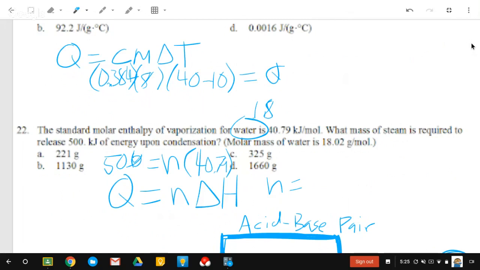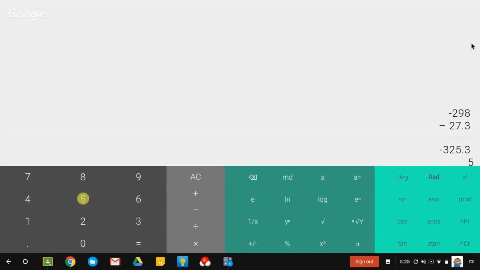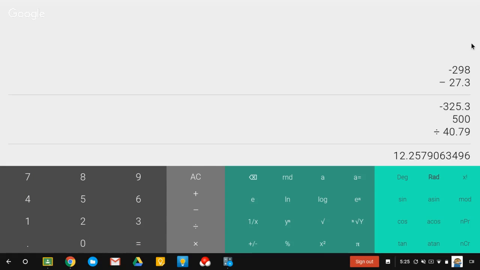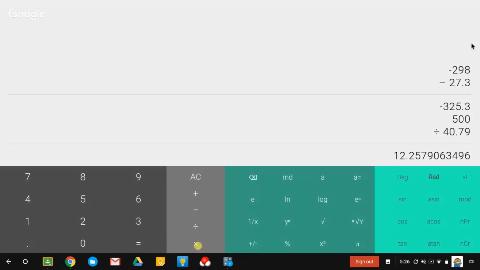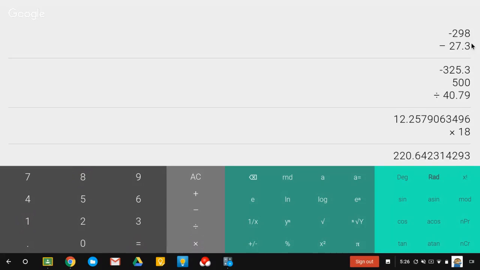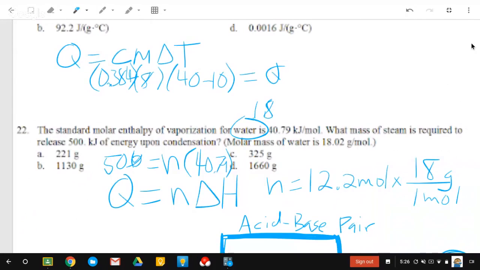So let's work this one out really quick. So to solve for N, it's 500 divided by 40.79. That's 12.2. So N is 12.2. That's moles. All the answers are in grams, so we got to convert that to grams. It's 18 grams of water for every 1 mole of water. Mass of water is 18, so 12.2 times 18, 220. That's A.